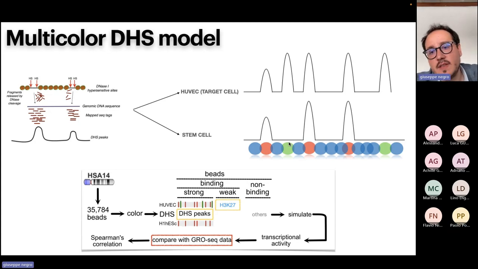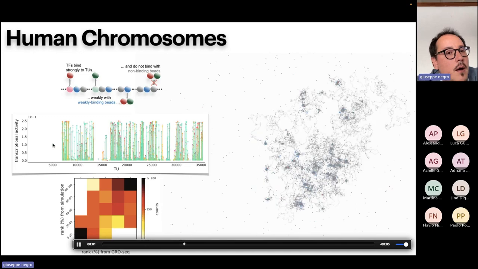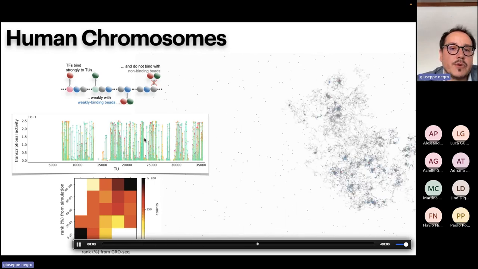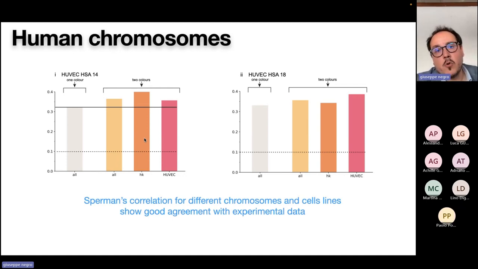So these are specialized and housekeeping transcription units, as they are called in the literature, and the complete pipeline is the one shown here. So you can measure the activity. You perform molecular dynamics simulations, measure the activity, compare the activity with GRO-seq data that I explained at the beginning, and what you get is a small increase in the correlation, the Spearman correlation between experiments and the model. Okay, this is just to say that the model is actually able to capture the main features that are driving transcription, and the introduction of the different types of transcription factors is the way to go.